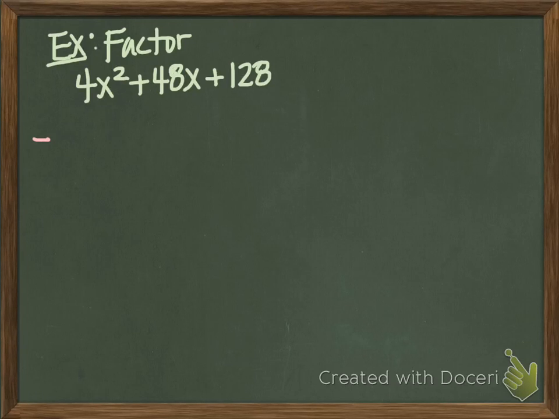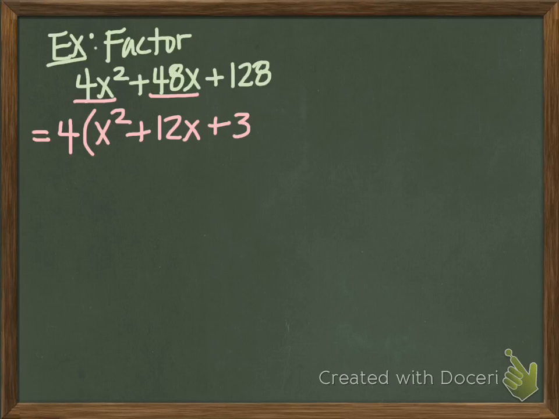So I believe that I can bring out a 4 to the front, and I'm going to put what's left in parentheses. 4 times x squared would give me that 4x squared. 4 times 12x would give me that 48x, and 4 times 32 would give me that 128. So I believe I'm good. Okay, so I factored out a 4.